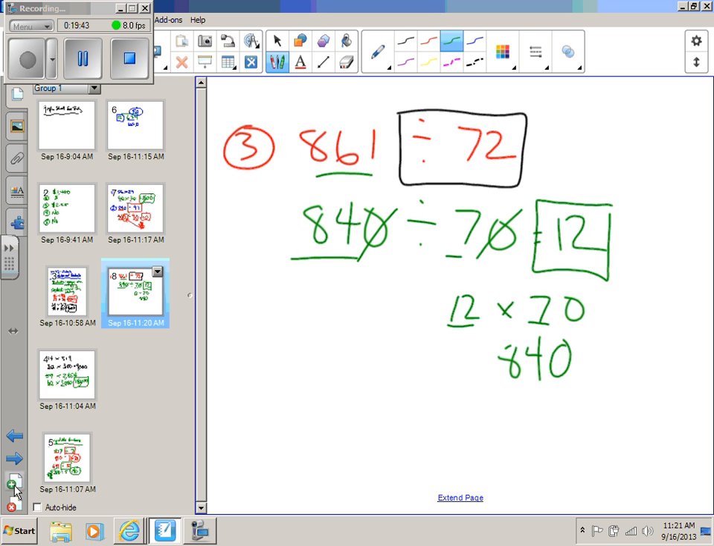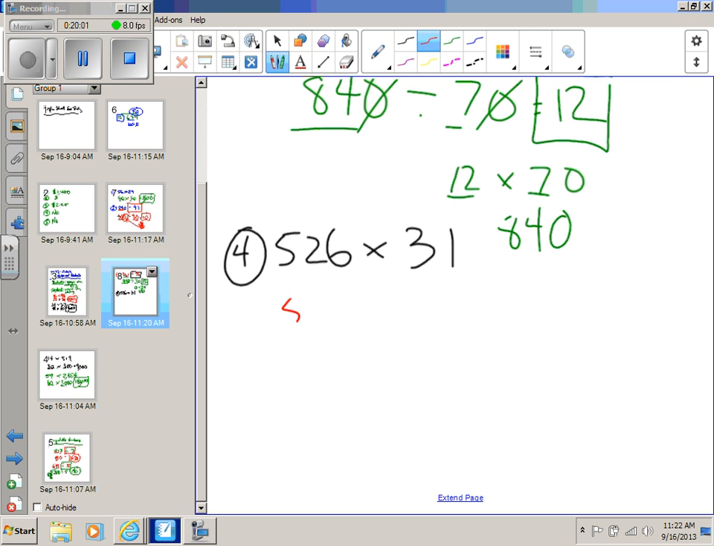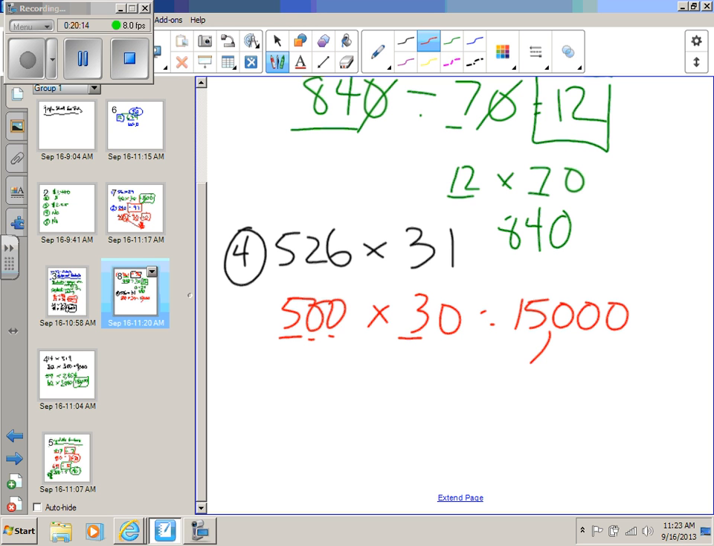Try number 4. 526 times 31. 526 rounds to? Desmiana? 31, Casimir? 5 times 3, Casimir? And how many zeros? Just 3. Okay, 15,000. Got it? Yes?